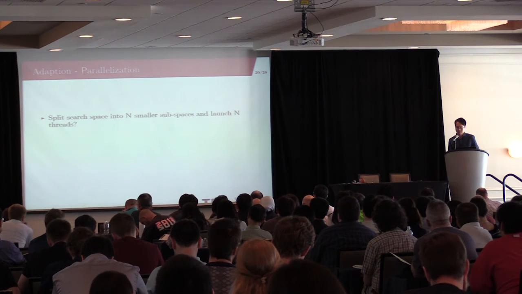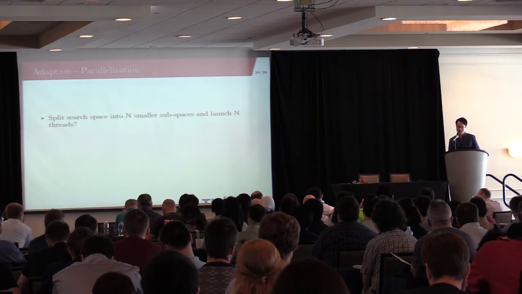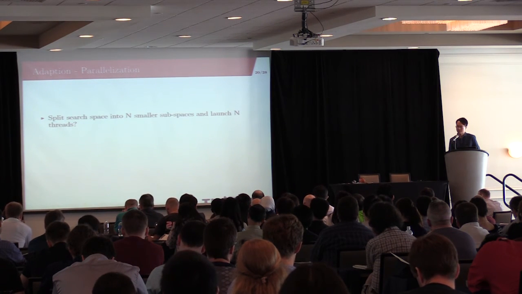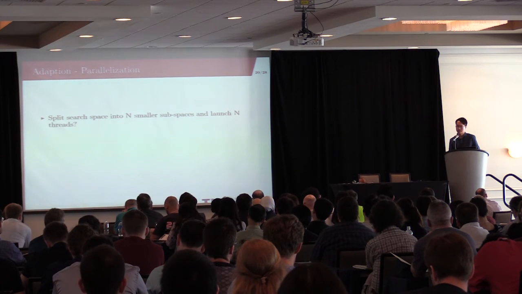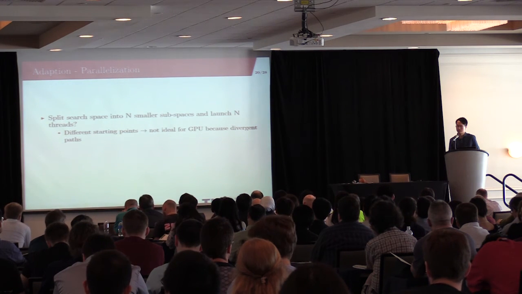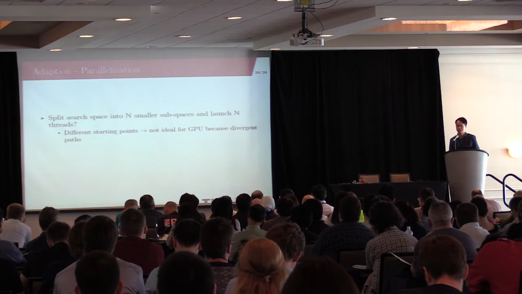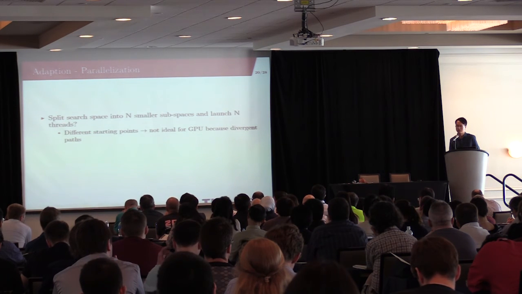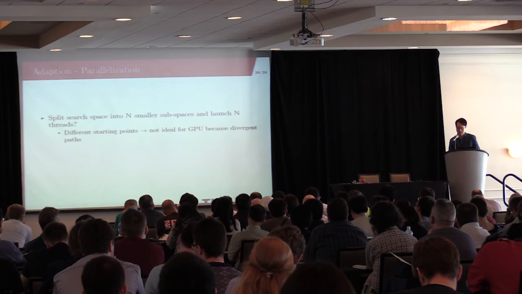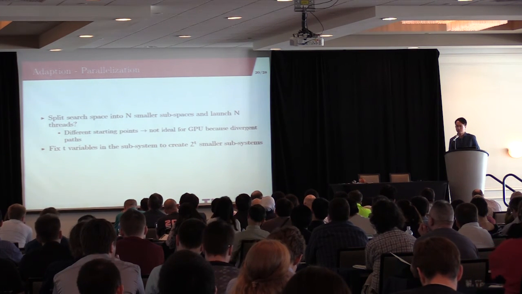After we check the solvability of the linear system, we could further parallelize this process by splitting the search space. You could, for example, split the search space into equal size chunks. But this has the drawback that each sub-search space starts at different points. This is not ideal for some computing architectures, for example GPU. For GPU, you would like all the threads to perform the exact same operation, so this is not desirable.